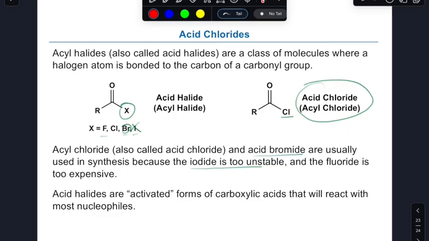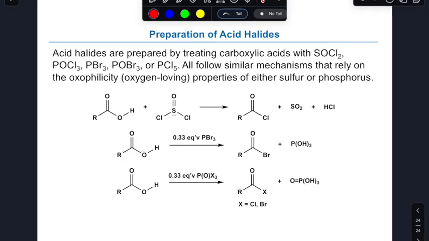Now you can think about them as derived from carboxylic acids, but we've replaced that acidic OH with a good leaving group, which allows us to do some very useful reactions. That means that almost any nucleophile can react with these, so they become a very reliable way of adding an acyl group to other centers. So the thing we're going to talk about today is how we form them. Now, you use a series of reagents. We've listed a bunch here.